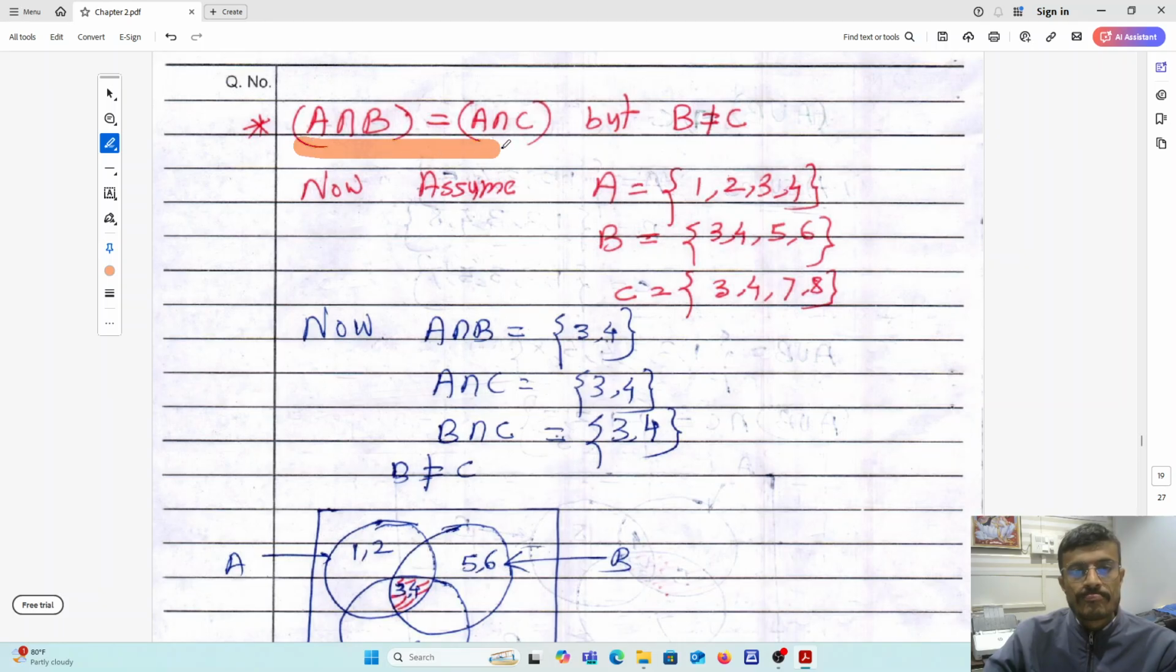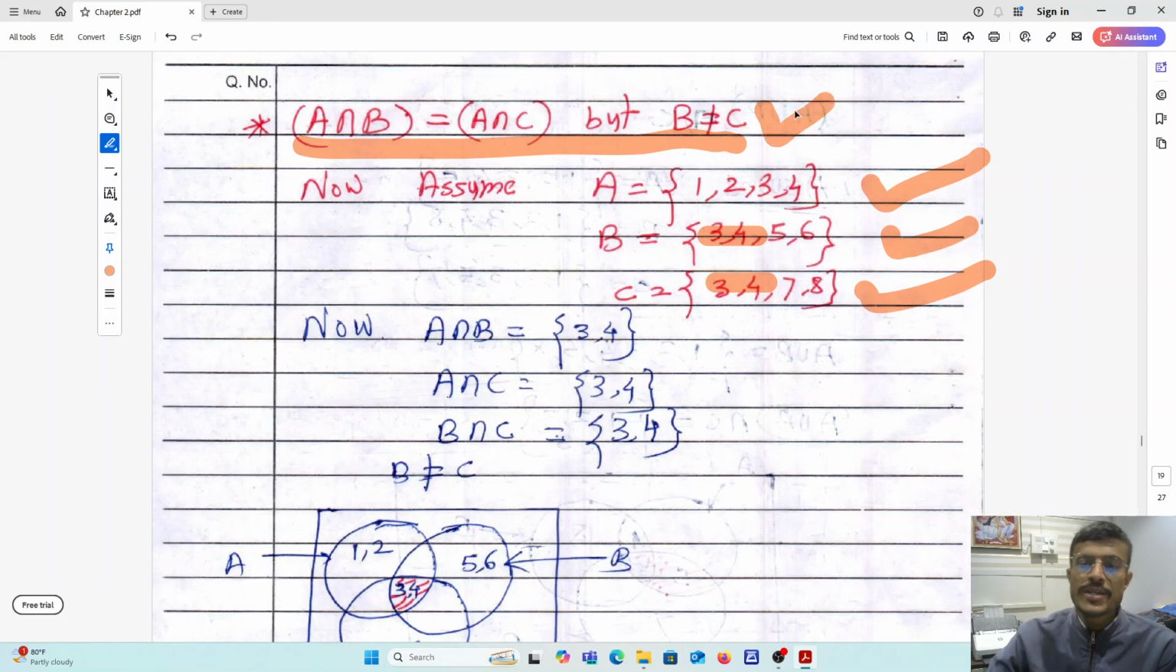you have to draw the Venn diagram for this. So what does it contain? A intersection B is equal to A intersection C, but the condition is what? B should not be equal to C. So you can take here A is equal to {1, 2, 3, 4}, B is equal to {3, 4, 5, 6}, and C is equal to {3, 4, 7, 8}. If you observe here, B and C have only two common elements, other elements are different.